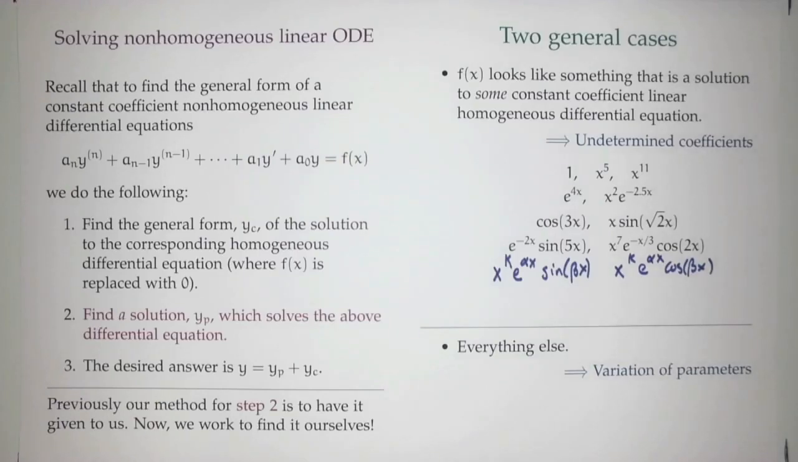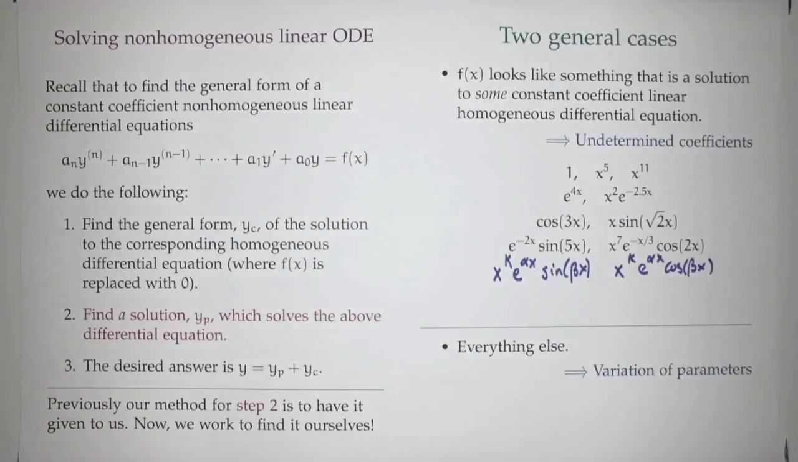And then, everything else. Everything else means we don't know what our answer looks like before we start, so we have to somehow form the answer. We'll see how we can do that, and that will be called variation of parameters. That will be next time.